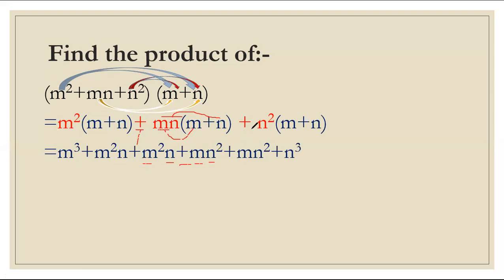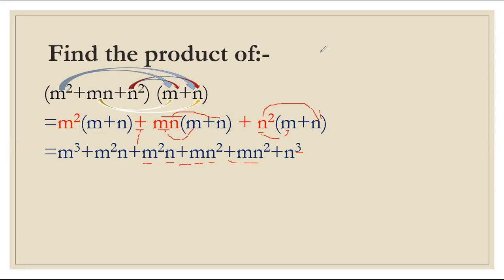Now what about the third bracket? Plus. n square times m is mn square. And n square and n, that means here the power is 2 and here the power is 1. So 2 plus 1 is 3. We get n power 3. n power 3 means n cube. What is the meaning of n power 3? n cube. Is it clear?